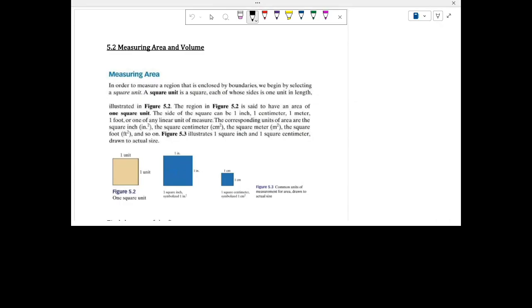All right, so in 5.2, y'all, we're talking about measuring area. And it says, in order to measure a region that is enclosed by boundaries, we begin by selecting what we call a square unit. So y'all, a square unit in general looks something like this. And sometimes we use square inches. Sometimes we use square centimeters.